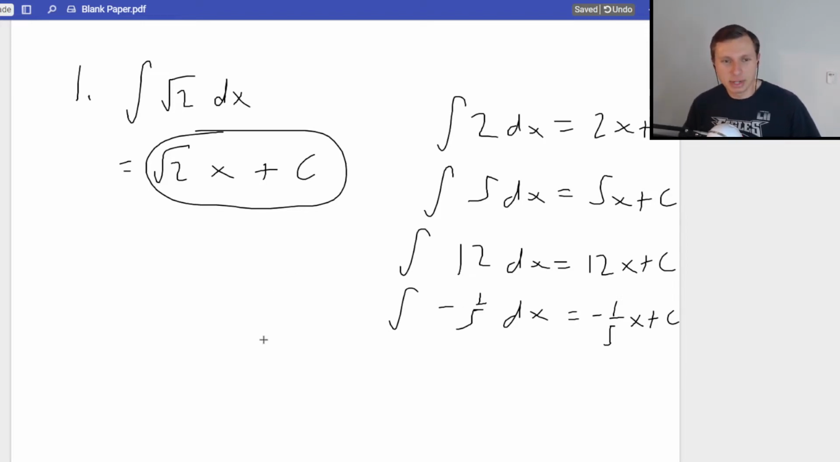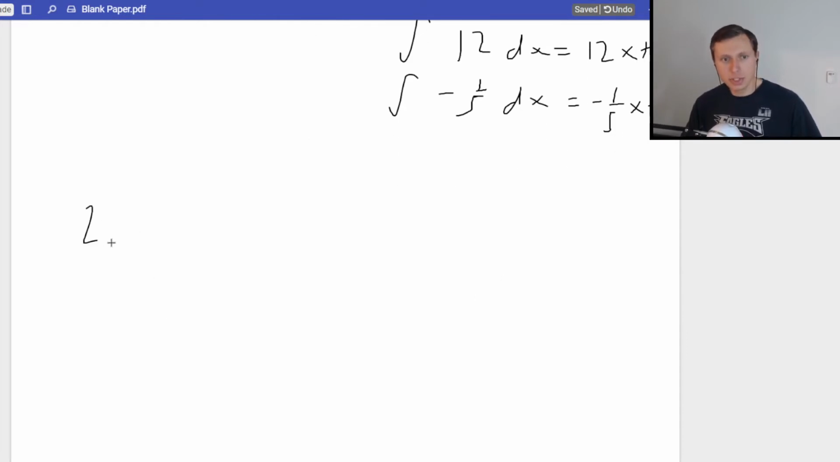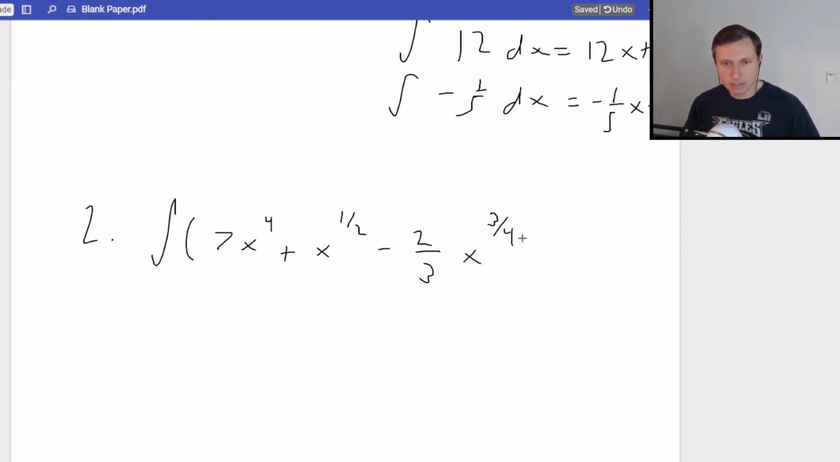Okay, we're going to move on to number 2 now. Number 2, we're going to ramp up the difficulty substantially. We have the integral of (7x to the 4th plus x to the 1/2 minus 2/3 x to the 3/4 power) dx. This just looks terrible. I know. I apologize. But here's what I'm going to tell you. It follows the power rule for antiderivatives.